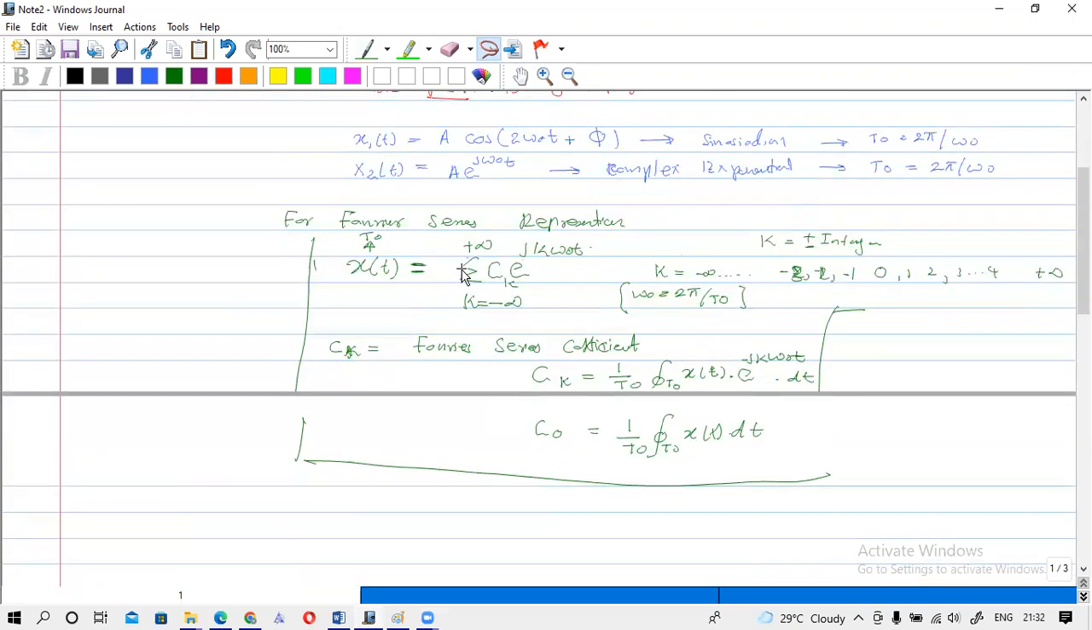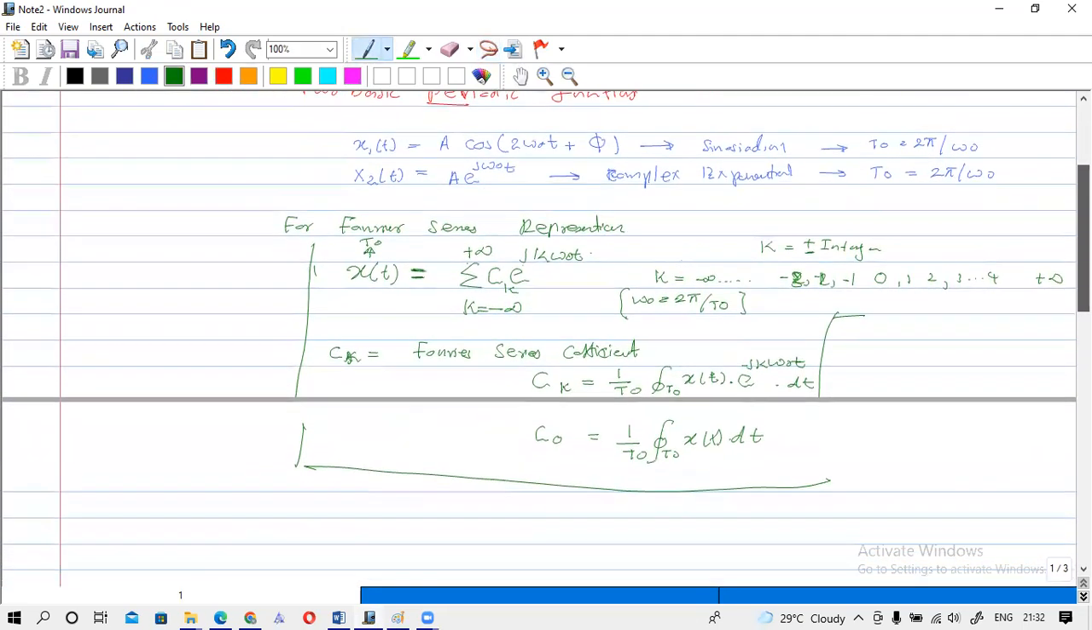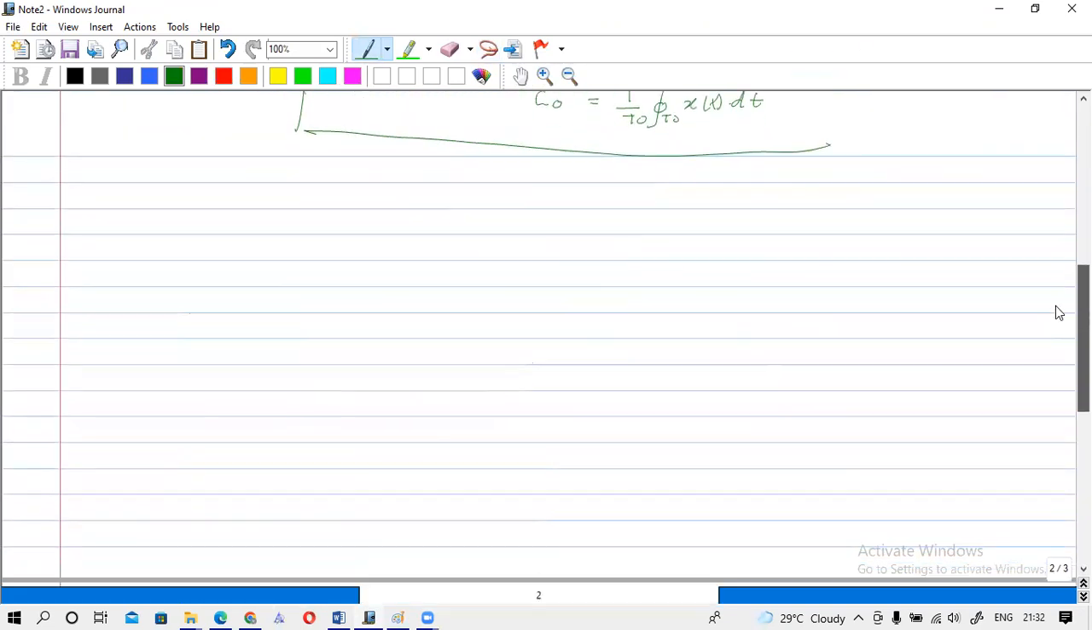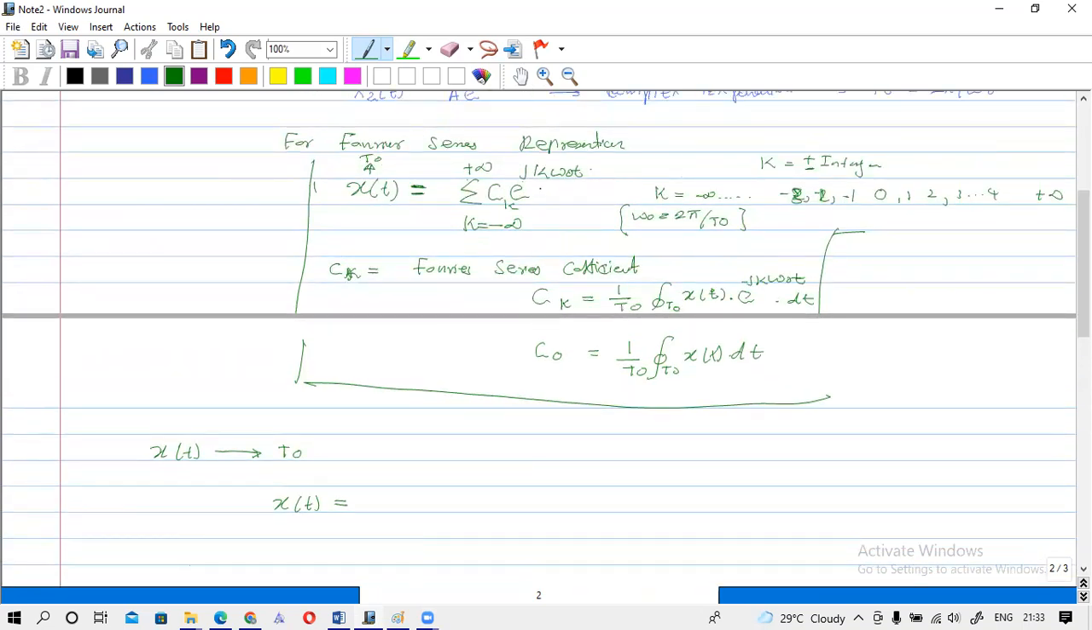So we will see some details about these equations. If you are given a signal x(t) that is a periodic signal with period T naught, you can represent this signal as a collection of complex exponential functions. So x(t) can be written as a collection of these exponential terms, but with weighted coefficients.